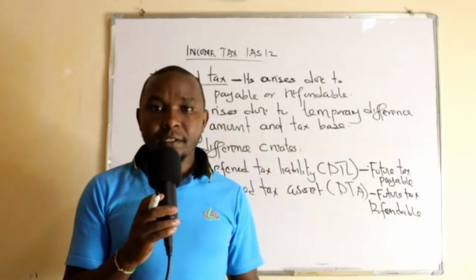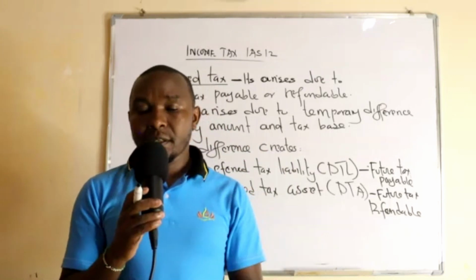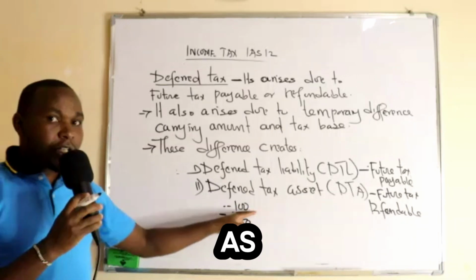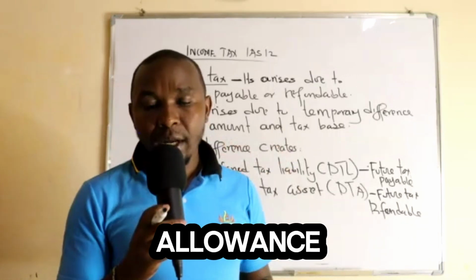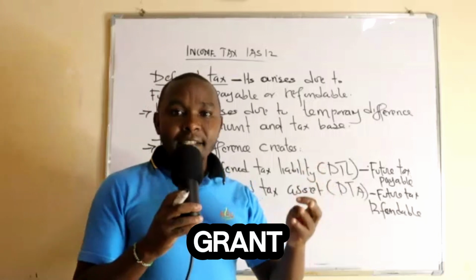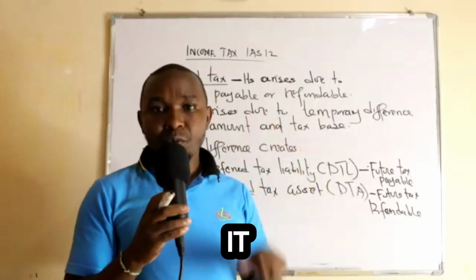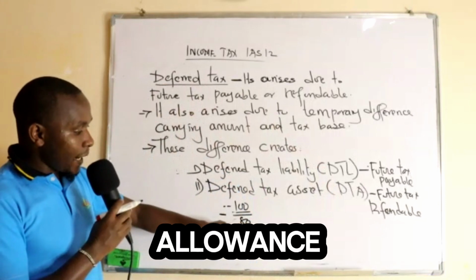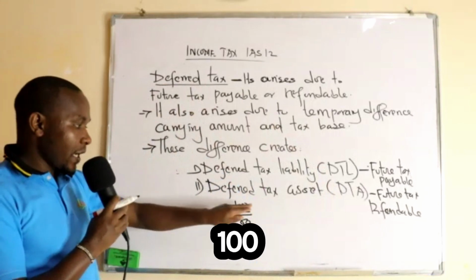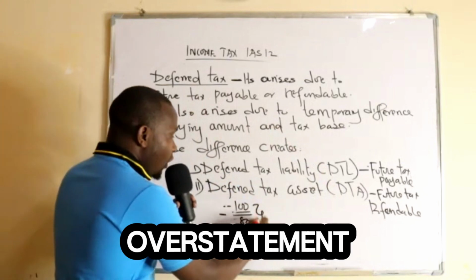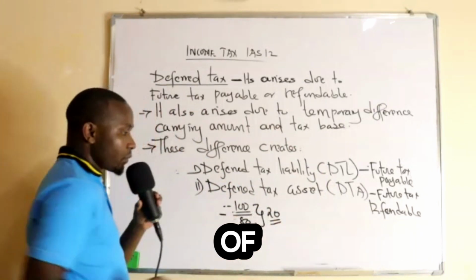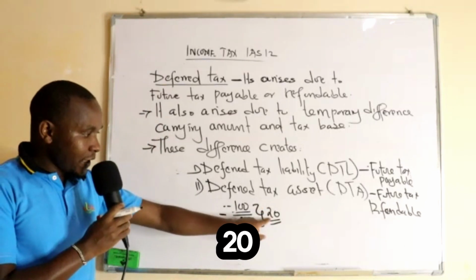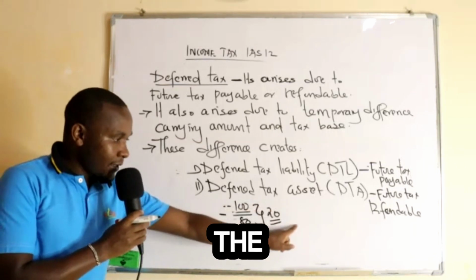You have debited the P&L. What happened to the profit? You have reduced the taxable profit. And then this 100 is not as per the prescribed rate of the capital allowance. Remember, for taxation we grant capital allowance instead of depreciation. So the taxman has granted you a capital allowance of 80, but you have charged 100. So there is an overstatement of 20. You have overstated your expenditure by 20, which has lowered the taxable amount.